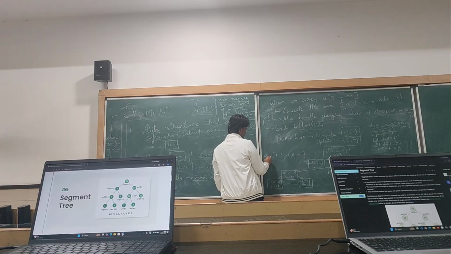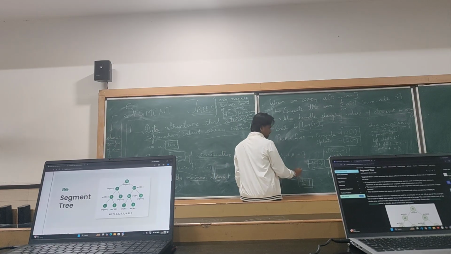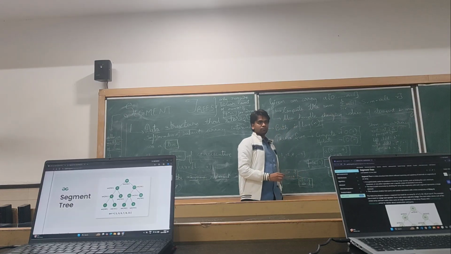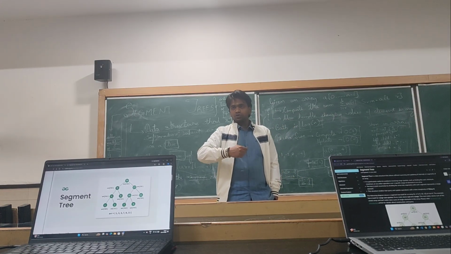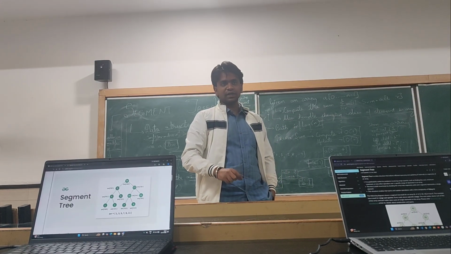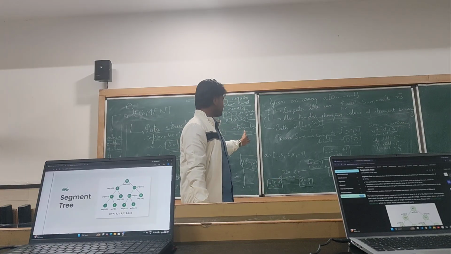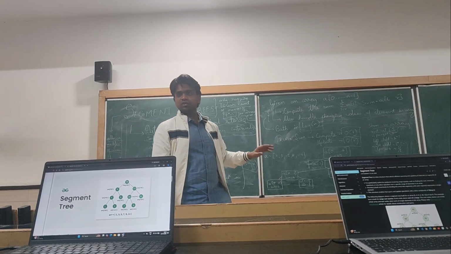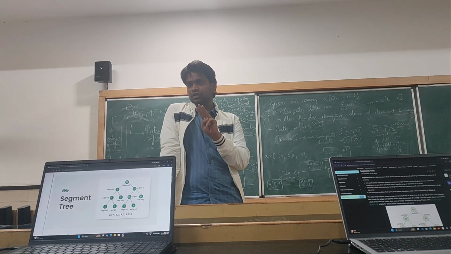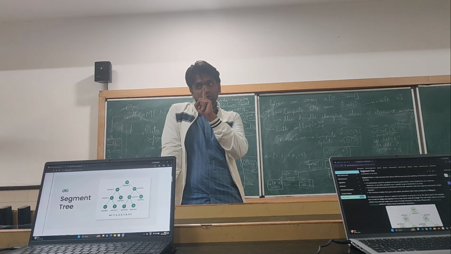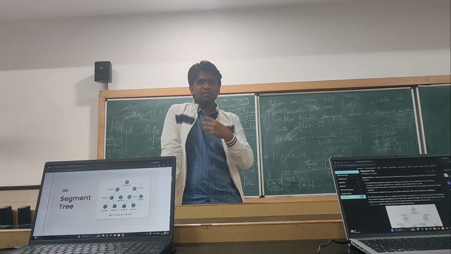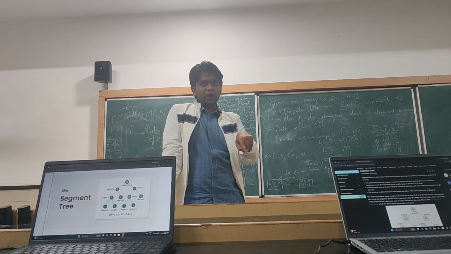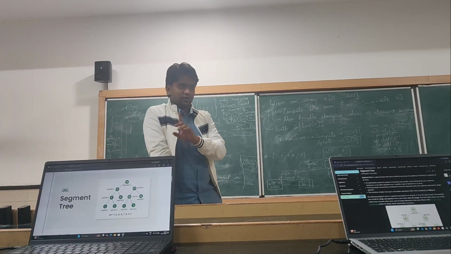If I have the array A: 1, 3, minus 2, 8, minus 7, at the root I store the entire sum, for A of 0 to 4. What's the entire sum? 1 plus 3 is 4, minus 2 is 2, plus 8 is 10, minus 7 is 3. So I have stored sum equal to 3 at index 1 because we have assumed it. After this, we know the left child will always be 2i and the right child 2i plus 1.